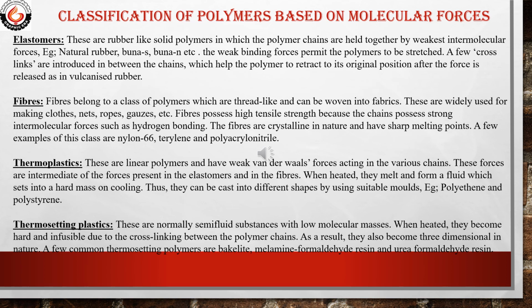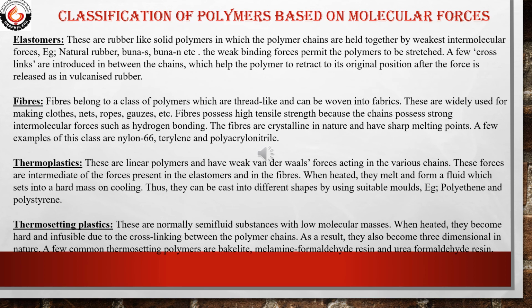The binding force between the chains is very weak so that the chains can slide over each other. Some crosslinks are available there so that after removing the force, the chains come back to their original position. The most common example of elastomer is the rubber family, in which natural rubber, Buna S, Buna N are the most common types of rubbers. Sometimes these rubbers are vulcanized to give more strength.